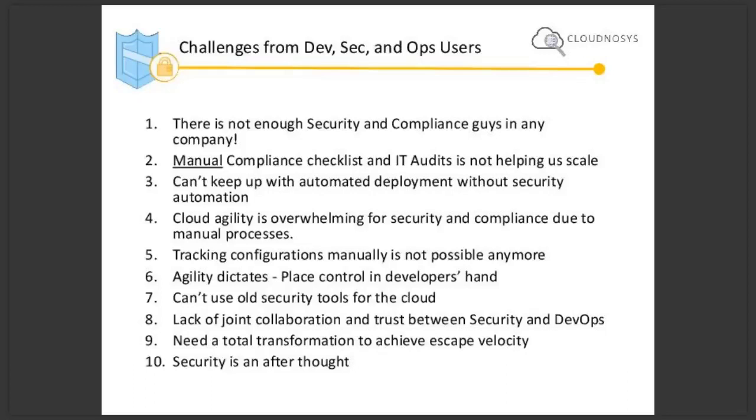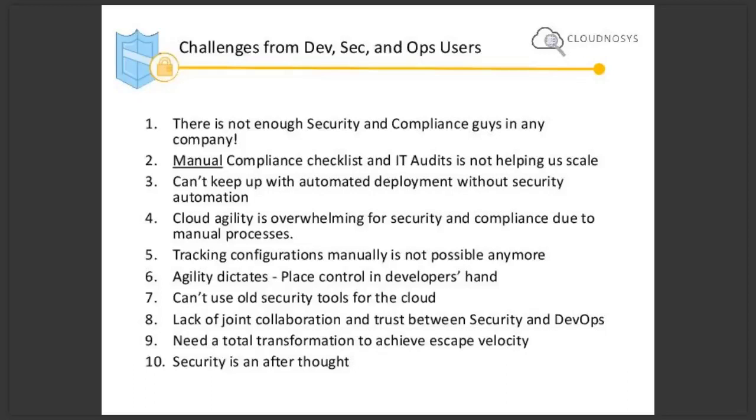There's not enough security and compliance guys in any company. And we've heard this over and over again, whether you have a team of 5 programmers or you have a development staff of 3,000, at the end of the day, either there's not enough security expertise available on hand because of talent shortage, or there's just not enough to go around and they're being pulled in different directions. Just recently, we were working with a pretty large company. They had one security person for every roughly 110 to 120 developers. So you can imagine the tax that's being put on security.